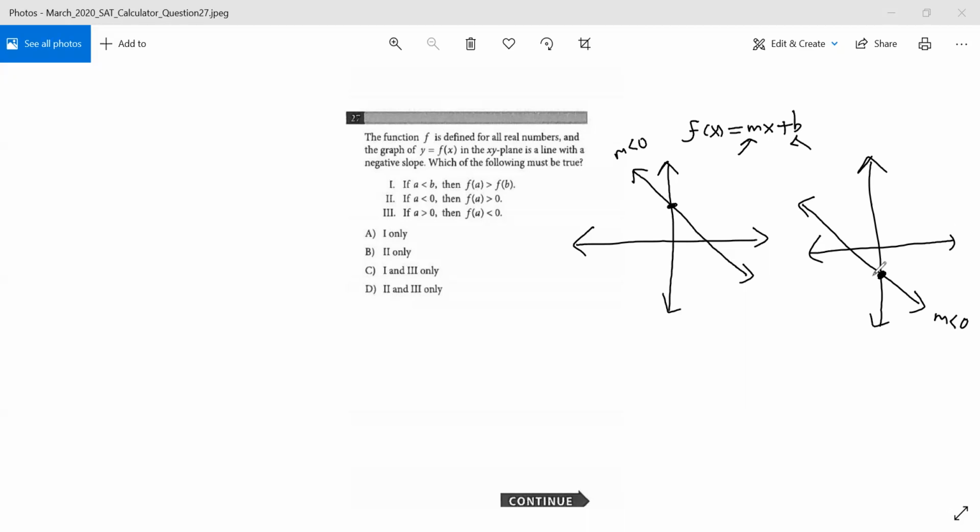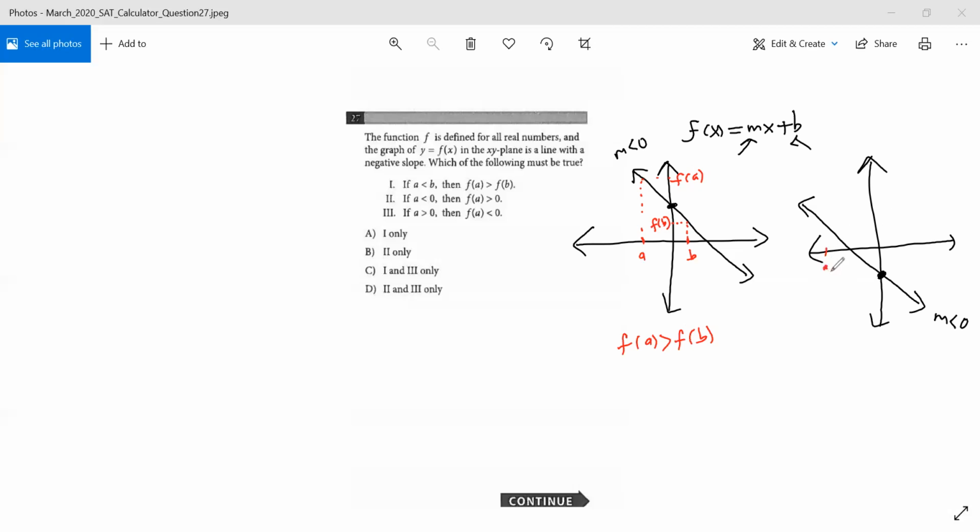If A is smaller than B, then f of A is bigger than f of B. Let's look at that. Let's say we pick an A here, and A is just a number, and we pick a B here. Then we'll look at f of A. f of A is going to be a number right here, and f of B is going to be a number right here. You can see clearly that f of A is bigger than f of B in this case. And similarly, you can do the same thing here.